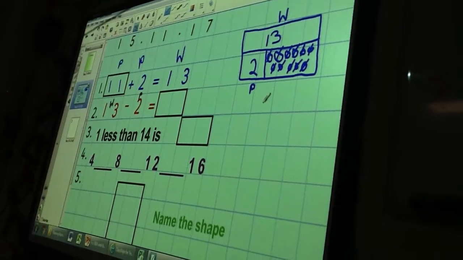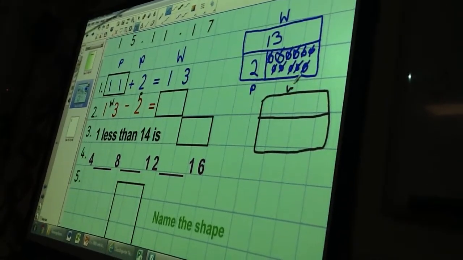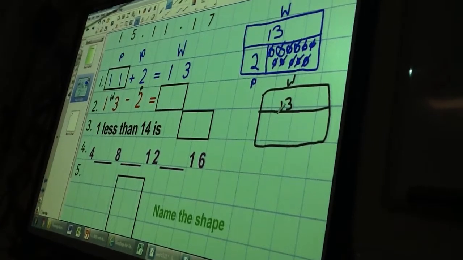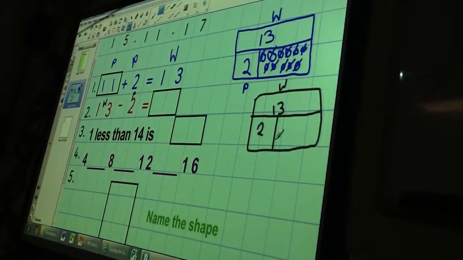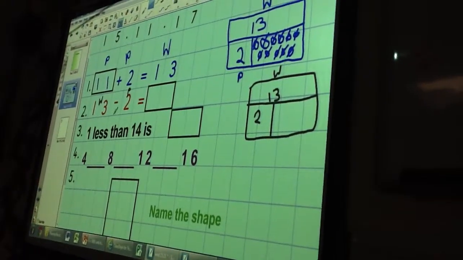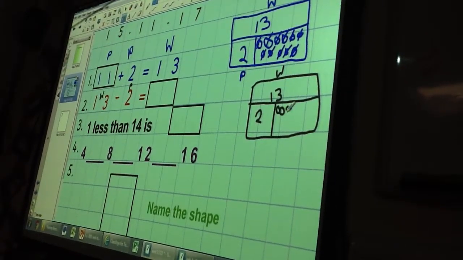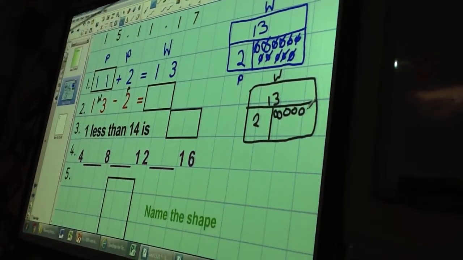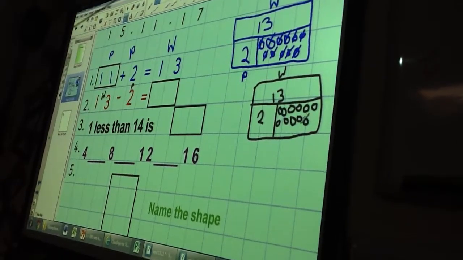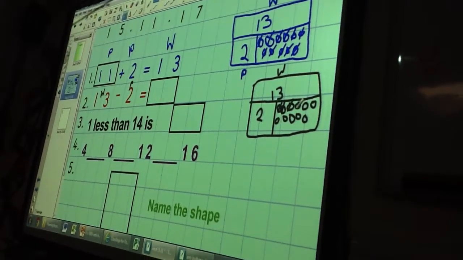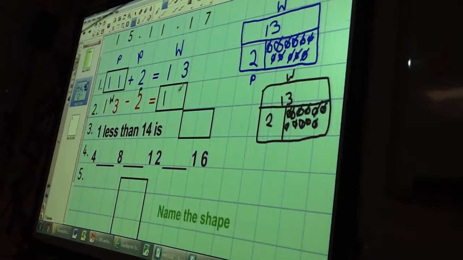And which one's the part? 2. Oh, so hold on a minute. Look at this. So if the whole is 13 and the part is 2, what have you noticed? It's the same, isn't it? Because working out a missing number with an add is the same as take away. So here we go again from 2, 3, 4, 5, 6, 7, 8, 9, 10, 11, 12, 13. Stop. 1, 2, 3, 4, 5, 6, 7, 8, 9, 10, 11. The answer is 11.